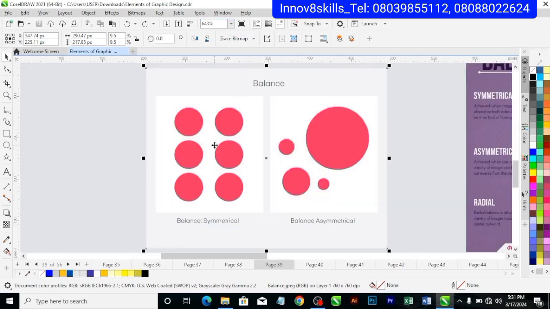This is what I just talked about. You can see this is symmetrical, where we have the same size for everything. But this one is asymmetrical. You can see we have three here, and this one is big, so it's able to create a balance of three to one, where the one is bigger than the other three.